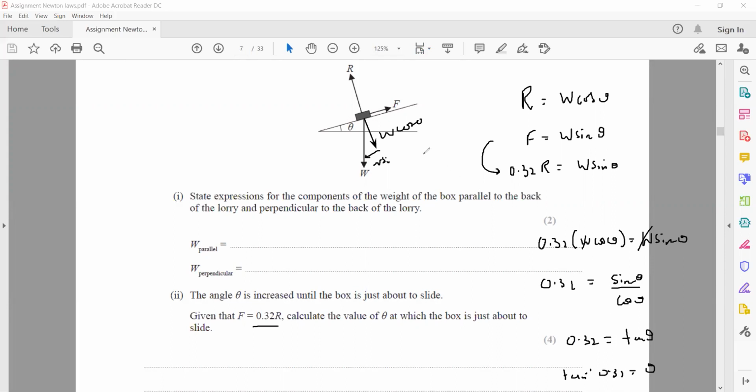You'll get theta. Basically what we did: R, the perpendicular component to the surface, equals W cos theta, and F equals W sin theta. We used the substitution method. First, we substitute F equals 0.32 R, and R equals W cos theta, and get the angle. Is it clear? In trigonometry, you use these ratios to find angles. Is this part clear?